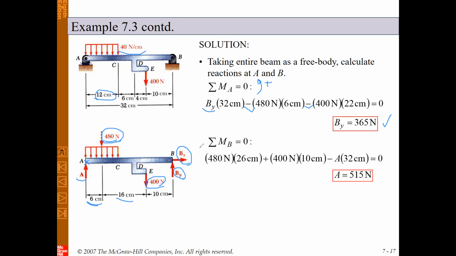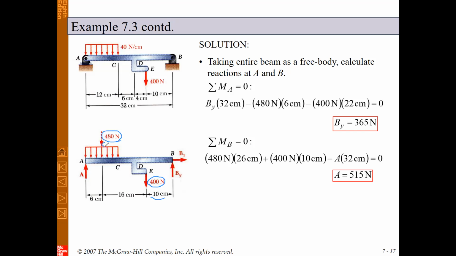Now you can write a force equation, or here we use a moment equation again about this point B. For this purpose, we can write the moment about B. We will have a moment due to this 400 Newton multiplied by its arm, which this time is equal to 10 centimeter. We will have a moment due to this 480 Newton multiplied by its arm.